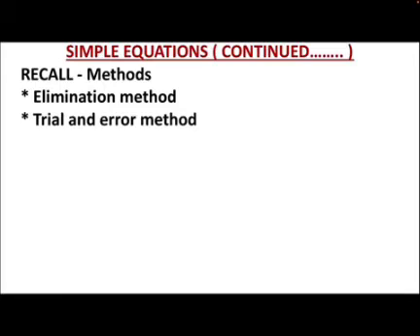The methods that you have learnt are the elimination method and the trial and error method. Remember, children? In the elimination method, all you have to do is keep balancing by eliminating numbers which are attached to the variable, thereby making the variable independent. Our aim is to make the variable independent or find the value of that variable or expression.